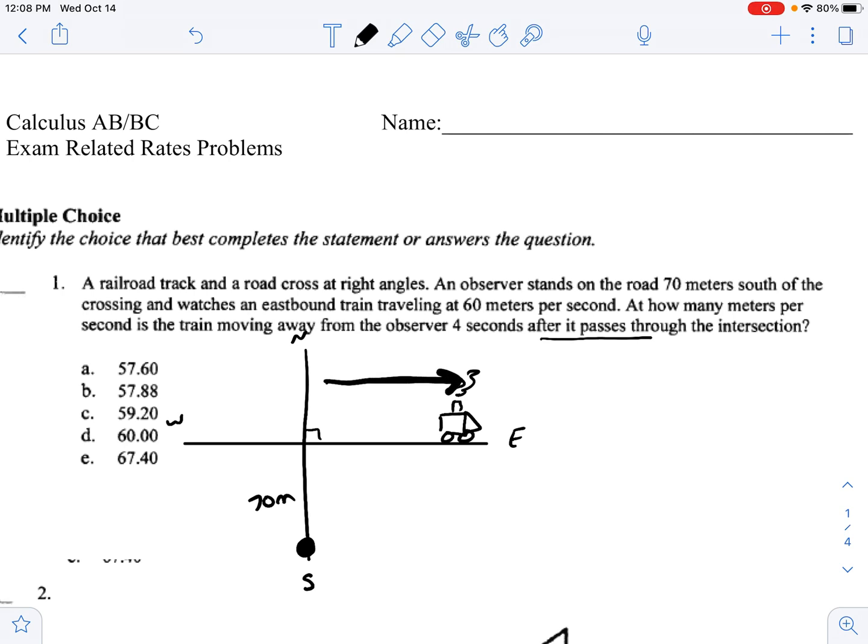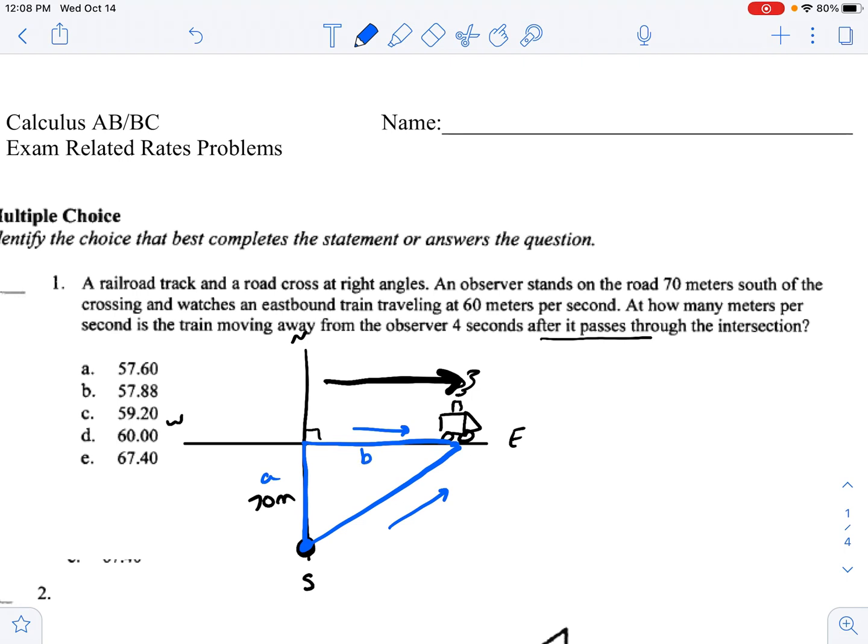All right, so at how many meters per second is the train moving away from the observer? So here's the observer, here's the train, here's the distance between the train and the observer that will be getting longer as the train continues on to the right. Okay, so let's see. It looks like we're dealing with a right triangle here. 70 is going to be a constant. This side of the triangle is not changing. The top side is, as well as the hypotenuse.